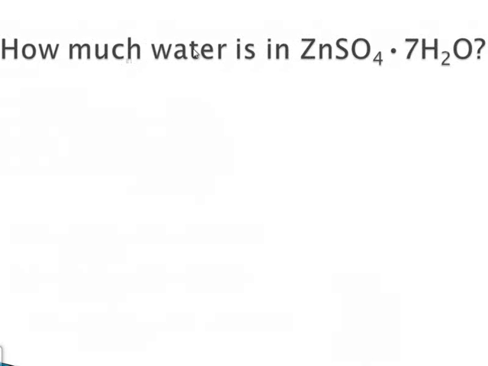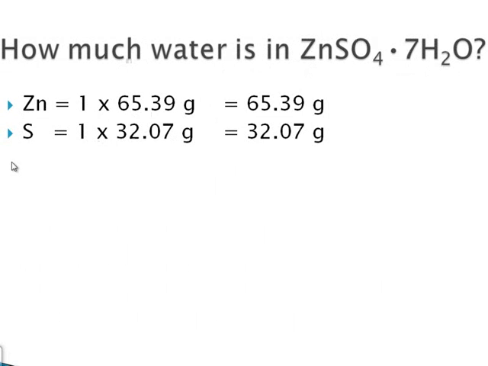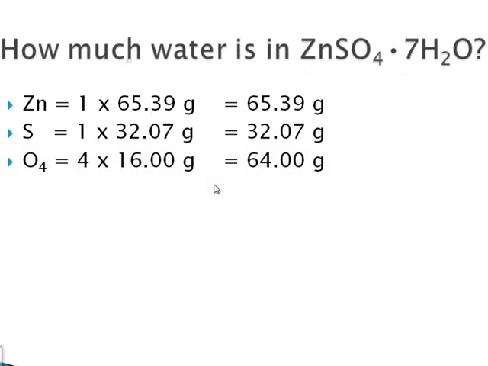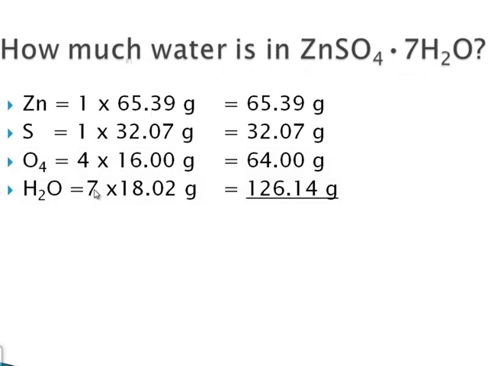This question is, what is the percent water, or how much water is in zinc sulfate heptahydrate? Okay, so I have 1 zinc, I have 1 sulfur, I have 4 oxygen and 7 waters. Each water is 18.02 grams. So again, I add all this up. This is what the entire formula weighs per mole.